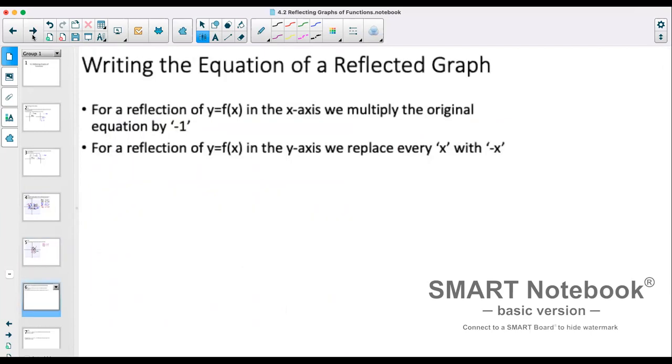Okay, writing the equation of a reflected graph. For a reflection of y equals f of x in the x-axis, so our vertical one, we essentially multiply our original equation by -1. So if our original equation has multiple terms, each term gets multiplied by -1. Now for a reflection in the y-axis, so a horizontal one, we go through and find every x and replace it with -x.